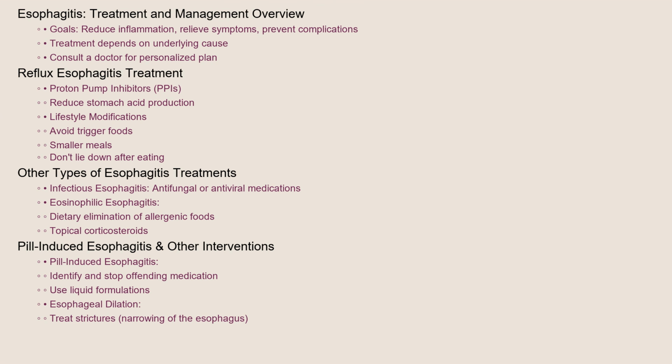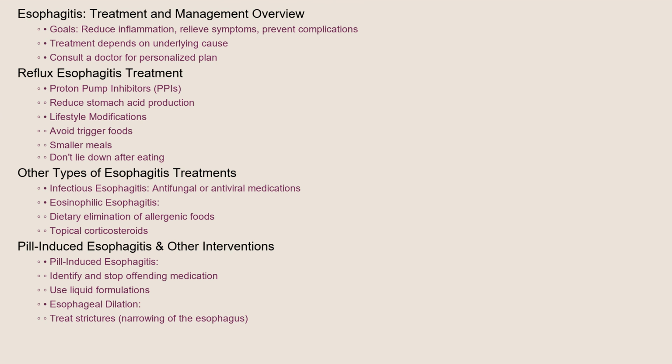Treatment and management of esophagitis focus on reducing inflammation, relieving symptoms, and preventing complications. The specific treatment depends on the underlying cause. For reflux esophagitis, proton pump inhibitors or PPIs, which reduce stomach acid production, are commonly prescribed. Lifestyle modifications, such as avoiding trigger foods, eating smaller meals, and not lying down after eating, are also important.